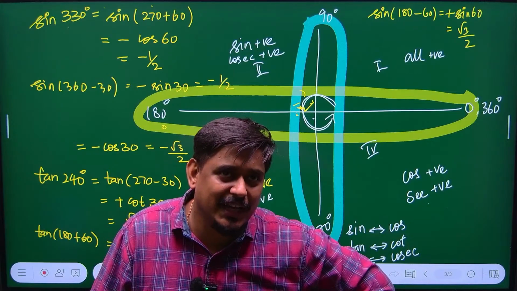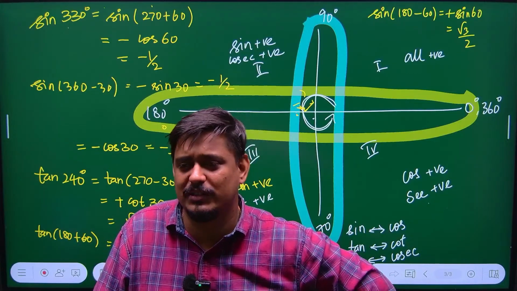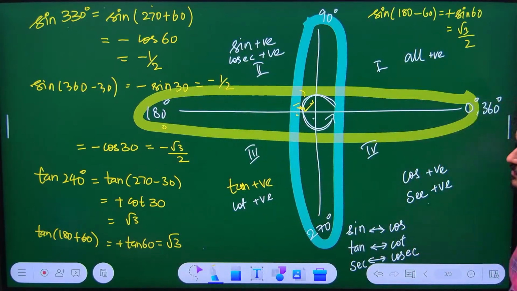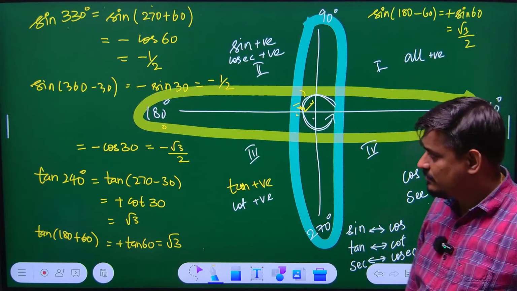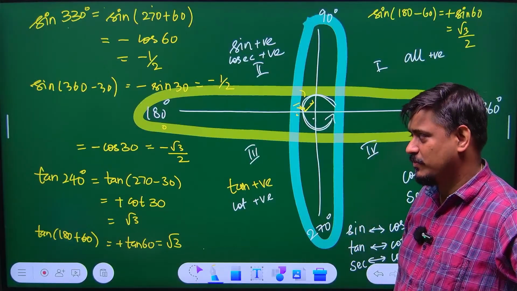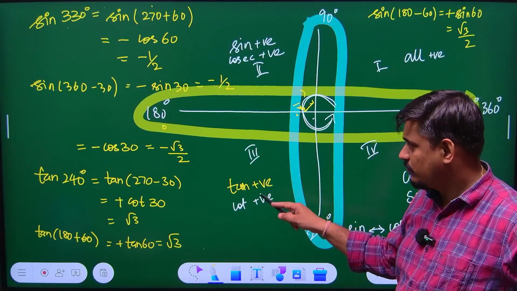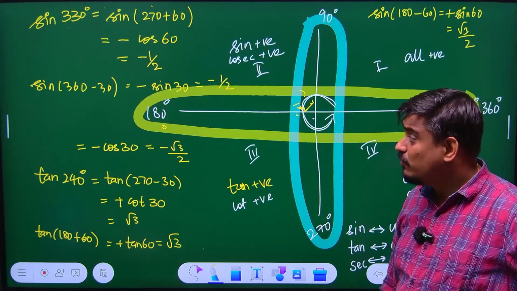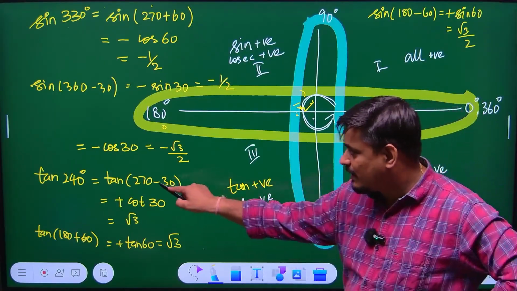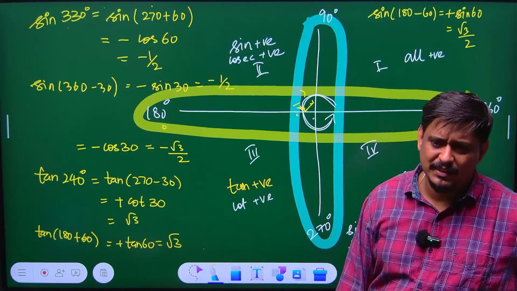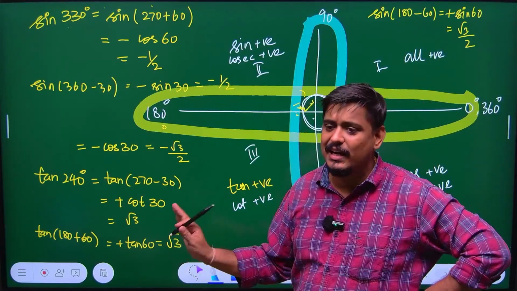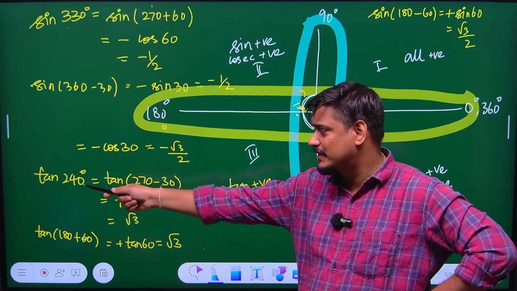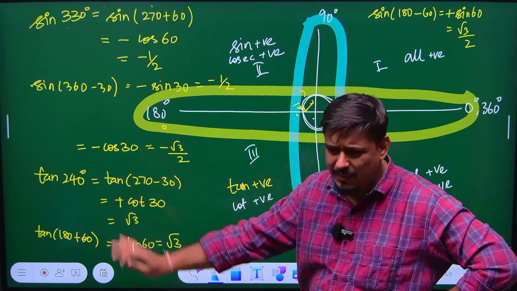Everybody understands this? Any doubt? Sir, doesn't the sign between 270 and 30 in tan 240 make any impact? Which negative and positive sign? Here. No, it won't make any impact. It is just breaking the angle into two, either plus or minus: 240 is 180 plus 60, or 270 minus 30. It never makes any impact.